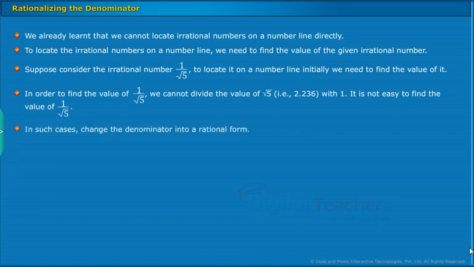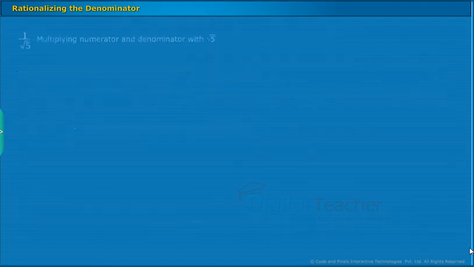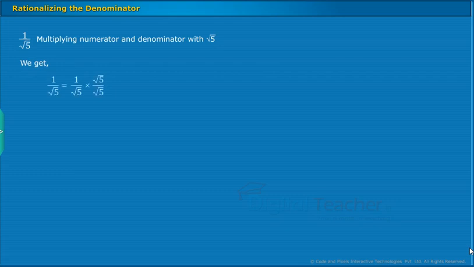In such cases, change the denominator into a rational form. Here, to rationalize 1 by root 5, multiply numerator and denominator with root 5 as shown on the screen. We obtain it as 1/5 of root 5. So, now we can plot root 5 by 5 on a number line. Thus root 5 is the rationalizing factor of root 5.